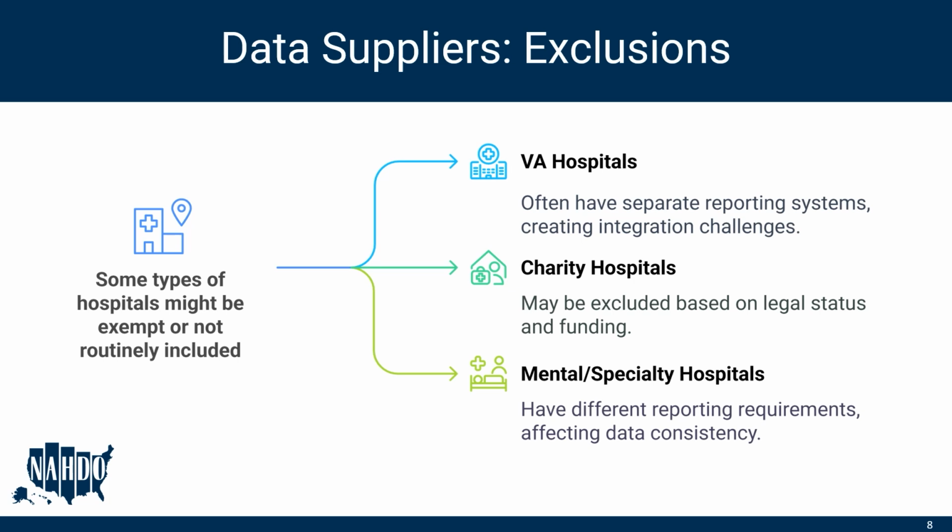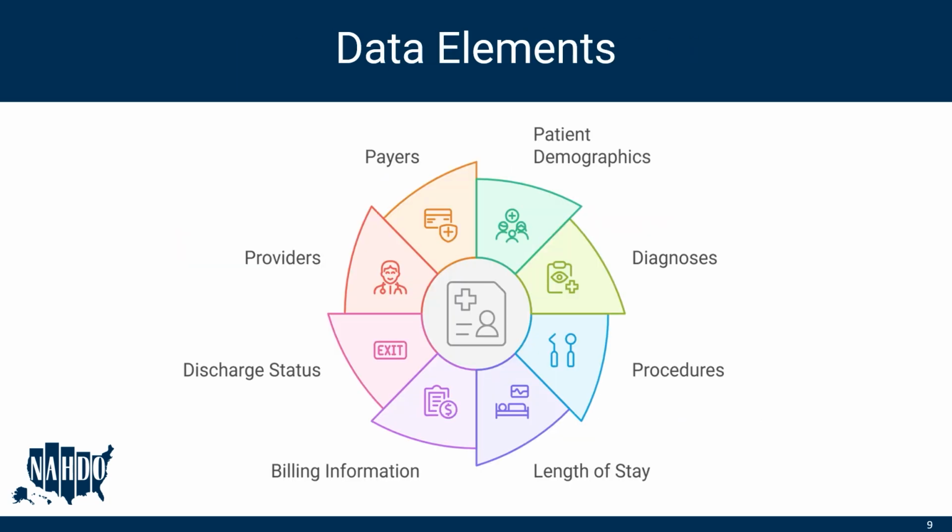State hospital data programs collect a wide range of data elements, providing a comprehensive view of hospital activity. These elements typically include patient demographics, like age, gender, race, ethnicity, and zip code, diagnosis codes capturing the patient's medical conditions, procedure codes describing the medical procedures performed, length of stay, admission and discharge dates, and the number of days the patient was hospitalized. Billing information, such as total charges, revenue codes, and condition and occurrence codes that impact billing.